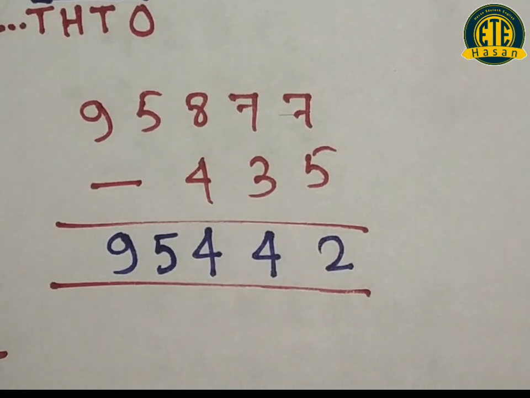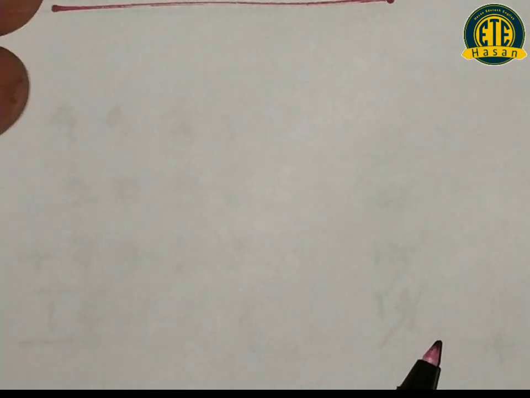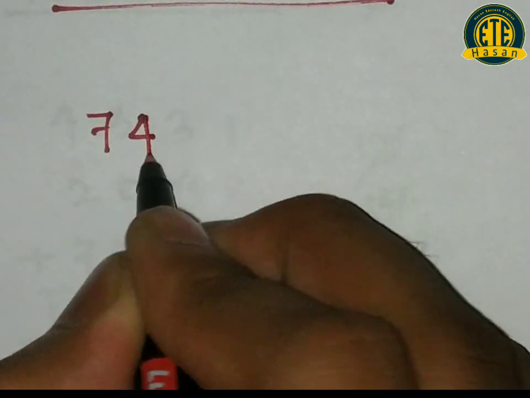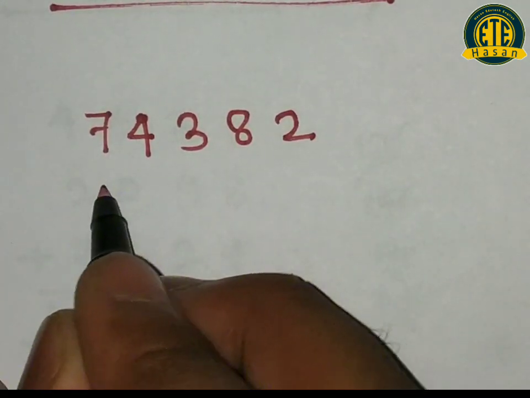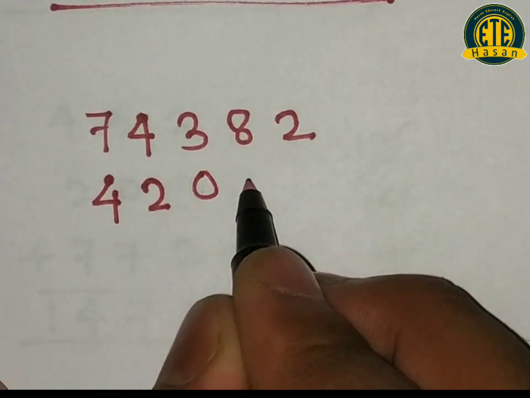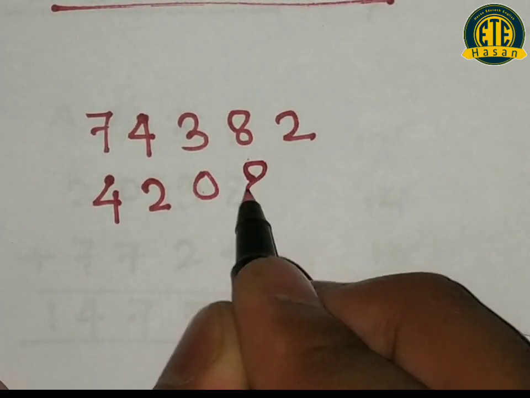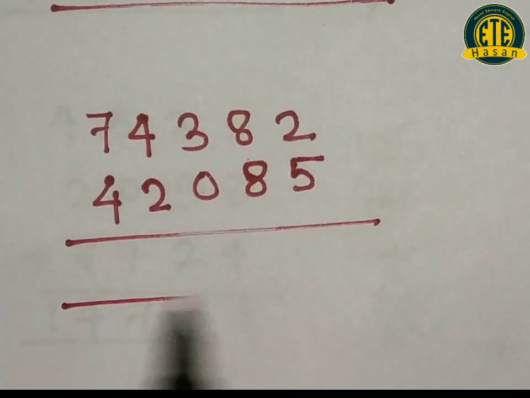Okay, let's go to another example, a borrowing question. Suppose an example like 7, 4, 3, 8, 2 minus 4, 2, 0, 8, 5. Let's subtract it.